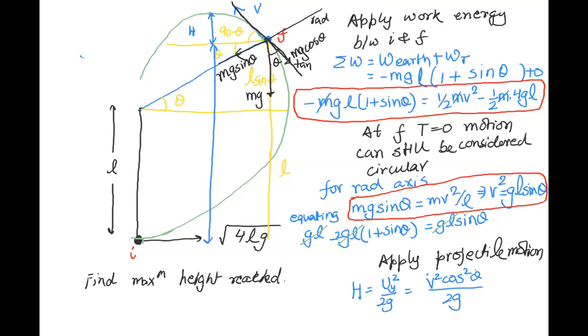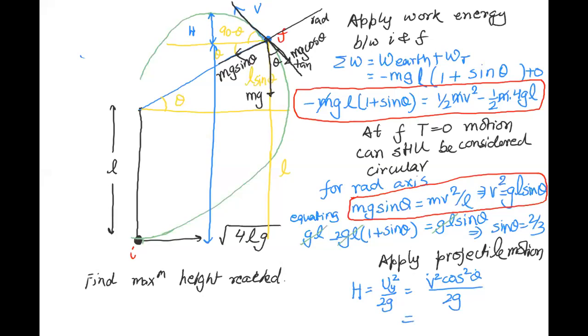बताओ भाई, किसने साइन थीटा निकाला है? साइन थीटा की वैल्यू बताओ. 2/3. So this gives me sin theta is equal to 2/3. And of course, if sin theta is equal to 2/3, then v square is equal to 2/3 GL under root, of course.